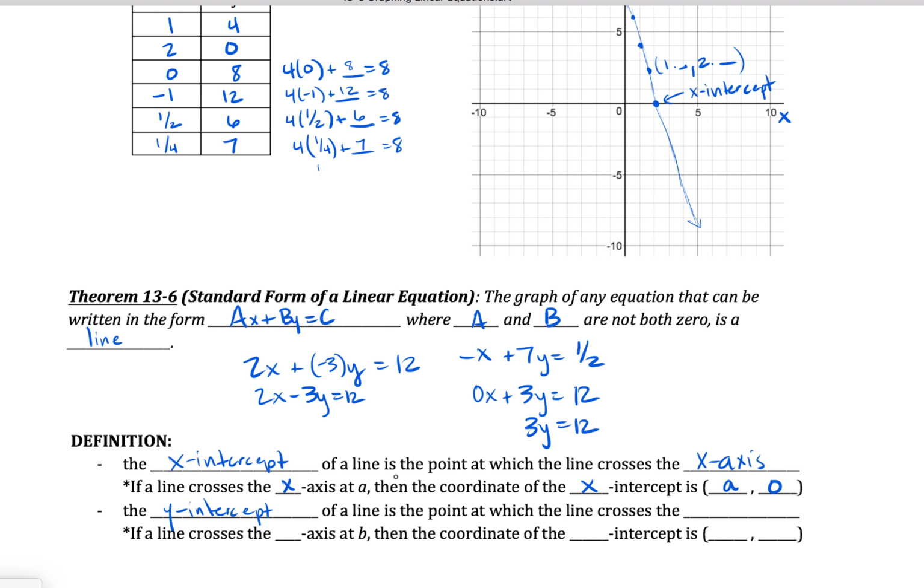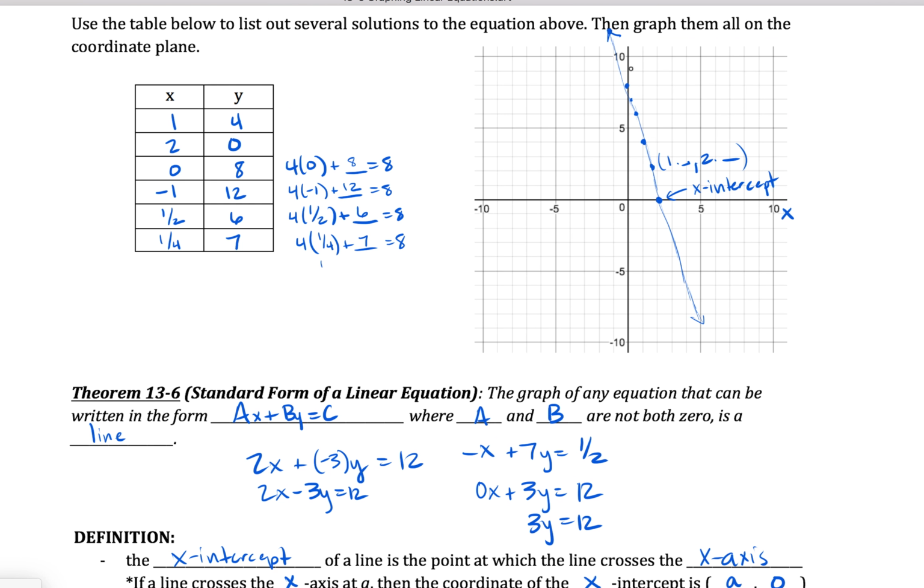And when we look at the y-intercept, it's kind of the same thing, but just changed to y's instead of x's in all these places. The y-intercept of a line is the point at which the line crosses the y-axis. So again, looking up here at this graph I have, you can see there's a point right about there where this line is crossing over my y-axis. That point is the y-intercept of that line.